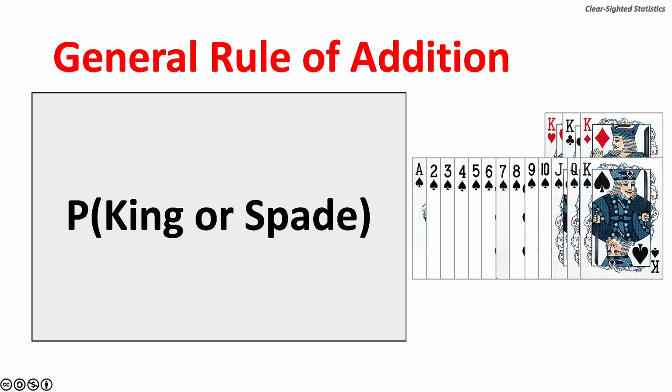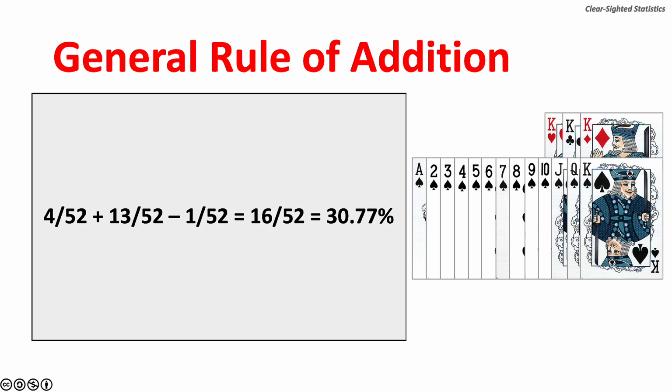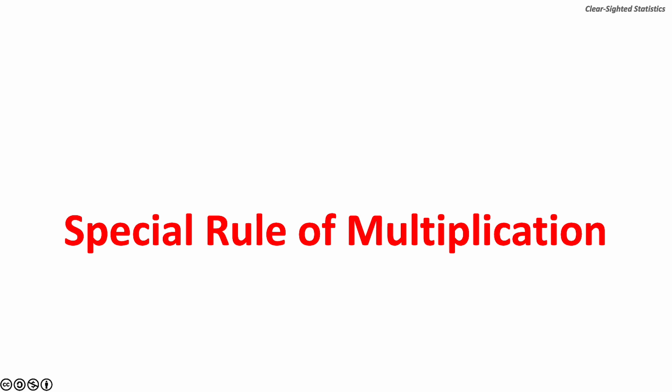What is the probability of a king or a spade? Using the general rule of addition, the probability of a king plus the probability of a spade minus the probability of the king of spades. The answer: 4 over 52 plus 13 over 52 minus 1 over 52 equals 16 over 52, or 30.77%. We will now turn to the special rule of multiplication.